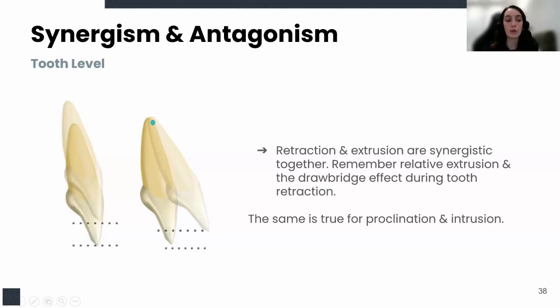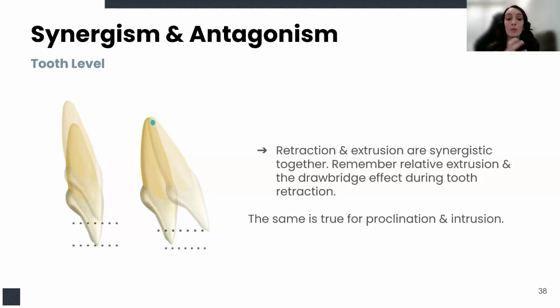Now, another combination of movements that we can talk about is retraction and extrusion. So we already know that when you retract a tooth, like in this example, what we did was simply retraction, or you can think of this as a palatal crown torque or a negative crown torque. So basically, we retroclined this tooth. This is known as the drawbridge effect, and this is simply because this tooth was not actually extruded. But if you look at it, you will get the illusion that it did get extruded. And this is basically what happens when we retract any tooth. This is actually known as relative extrusion.